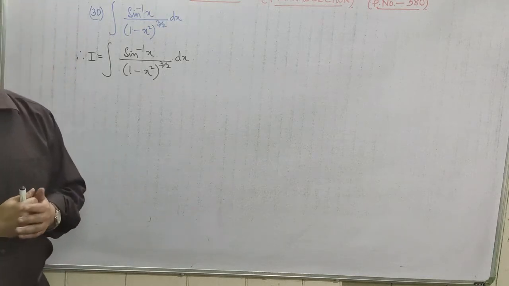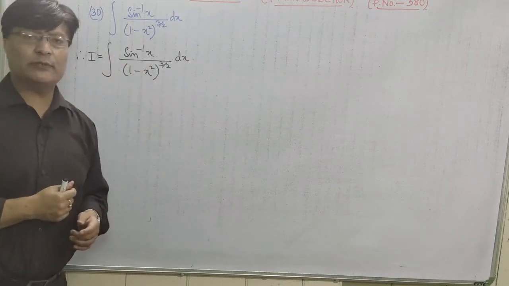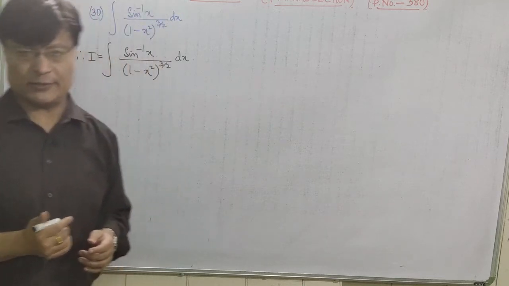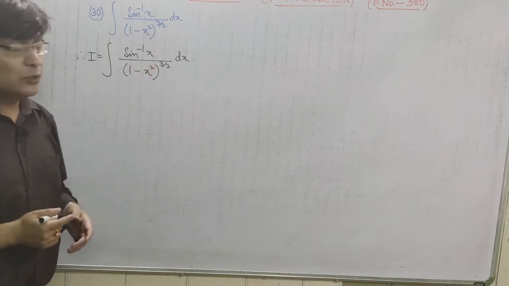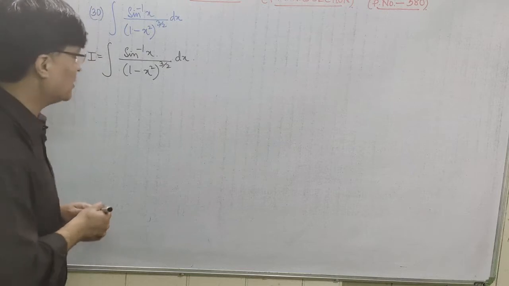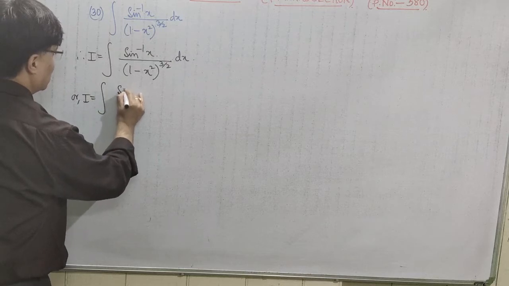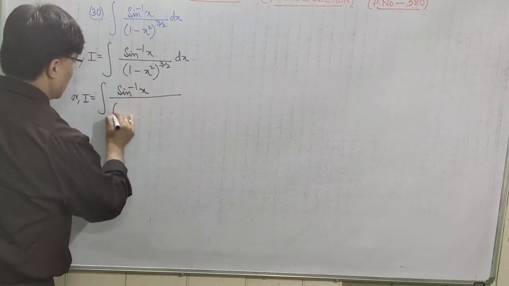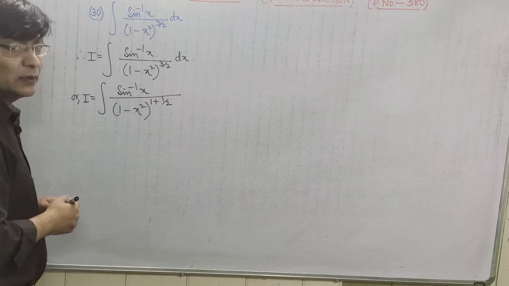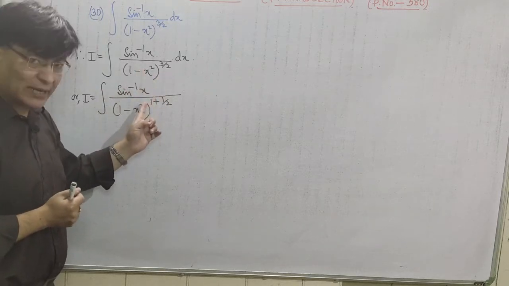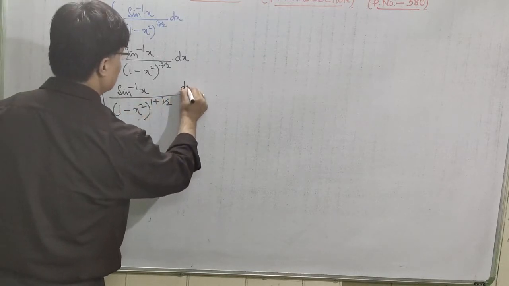Okay. So now in this case you have to do the method of substitution. And you know that the differentiation of sine inverse x is 1 upon root over 1 minus x square. So that means you have to simplify 1 minus x square whole to the power 3 by 2. So how will you write it? I is equal to integration of sine inverse x divided by 1 minus x square whole to the power 1 plus half. Can you write it? This 3 by 2 can be written as 1 plus half, so that you can separate this term, that is dx, right?